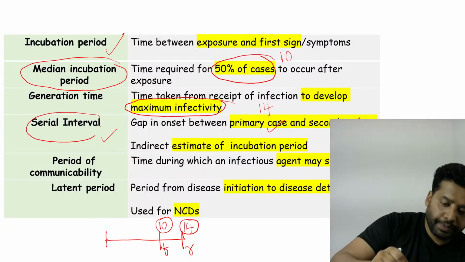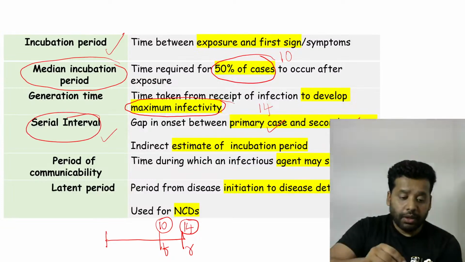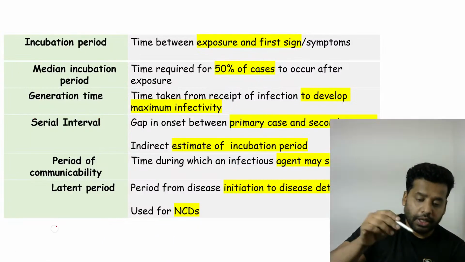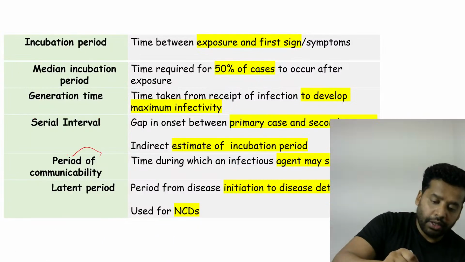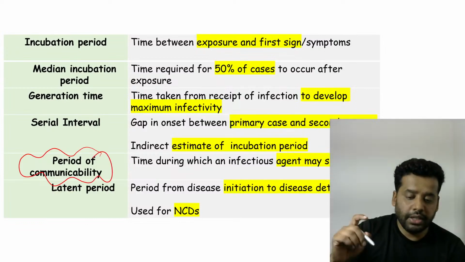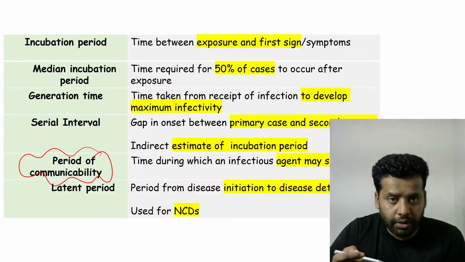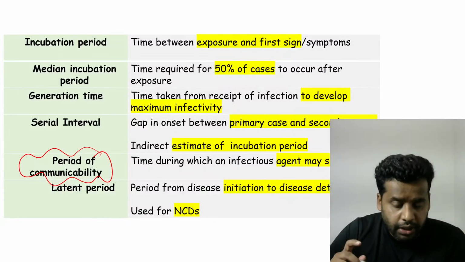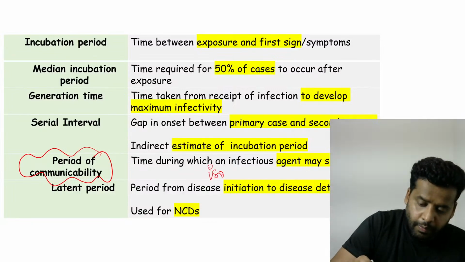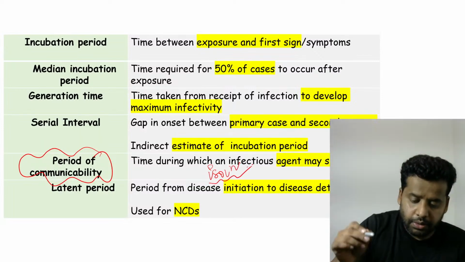The time around which the patient is communicable is called the period of communicability, which will help in isolation. If they ask this question, period of communicability will help in isolation.